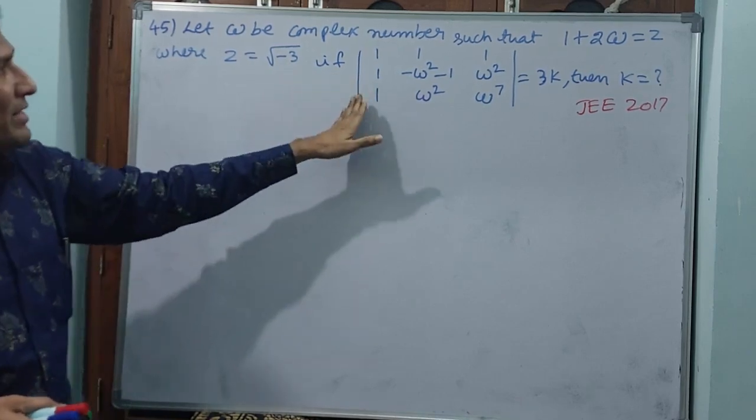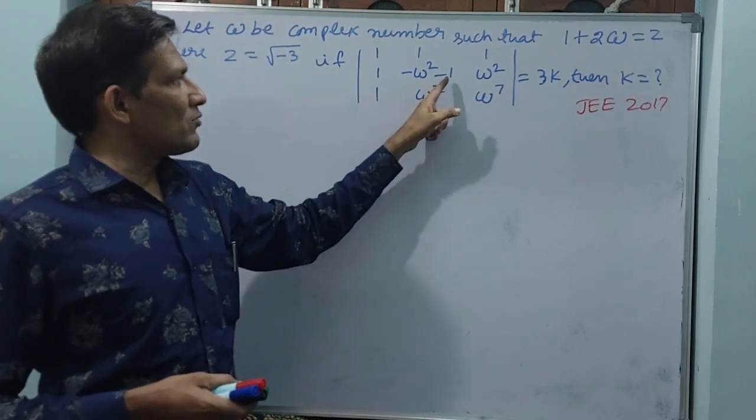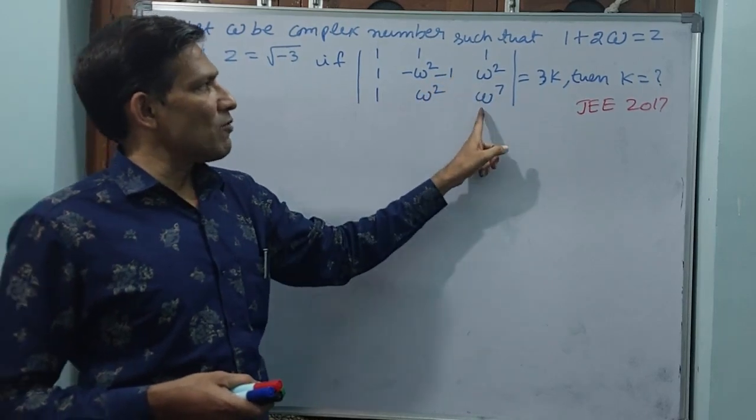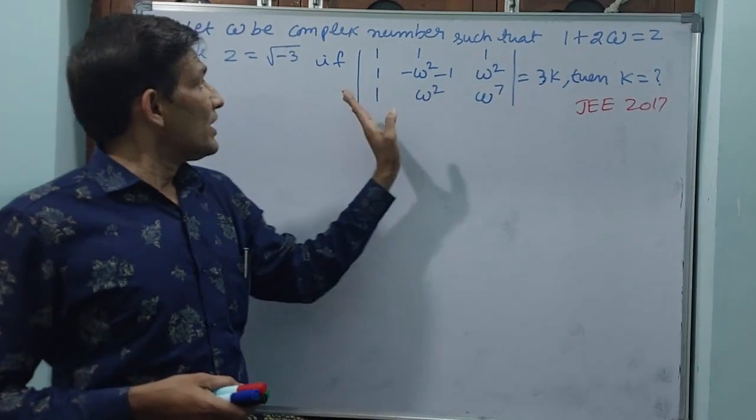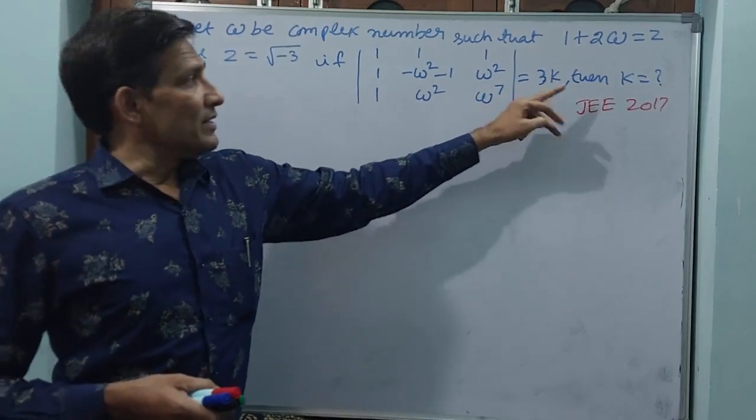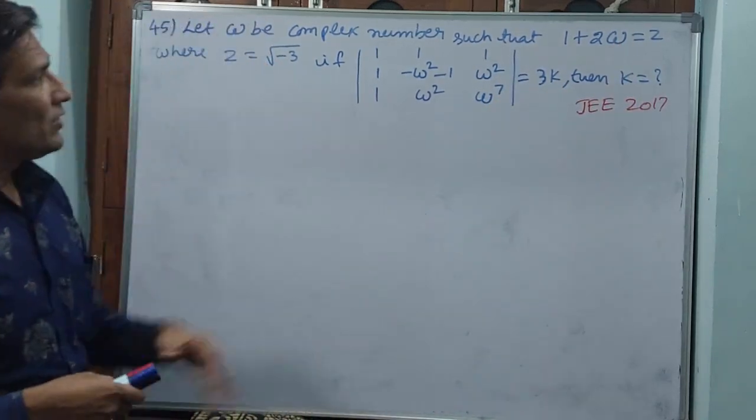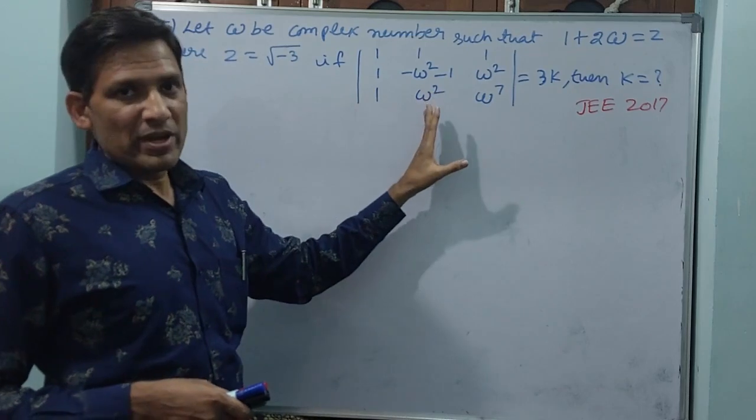If the determinant they have given, 1, minus omega square minus 1, omega square, 1, omega square, omega to the power of 7, is equal to 3k. The determinant value is 3k. Then what is the value of k, they are asking. You see, normally this determinant value will come in omega form.